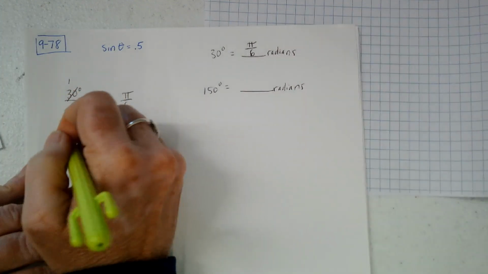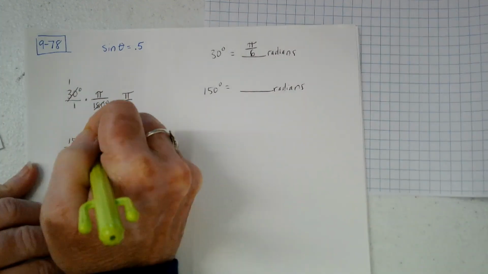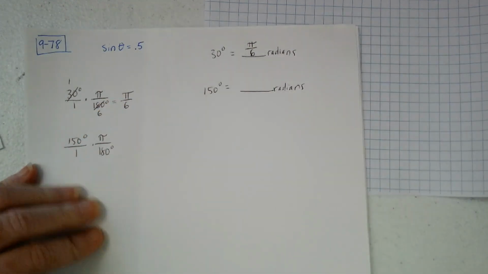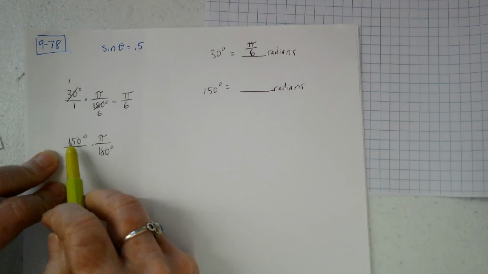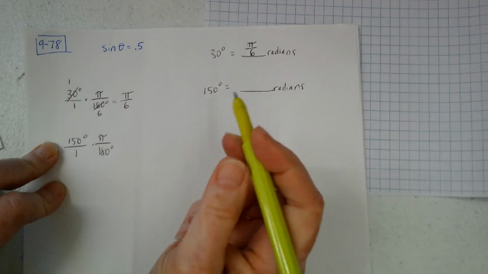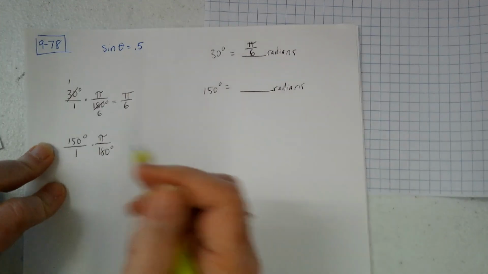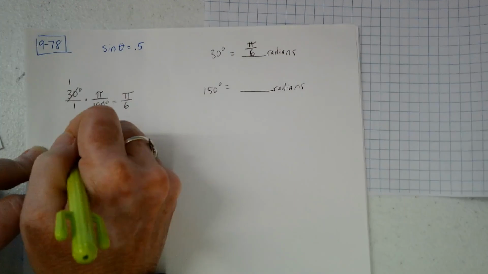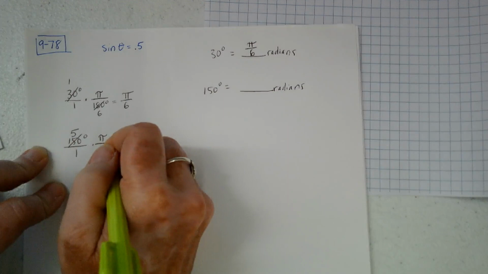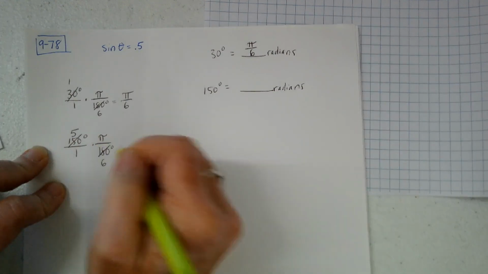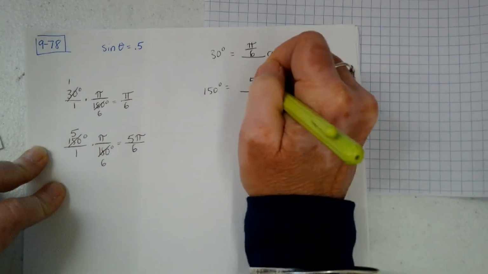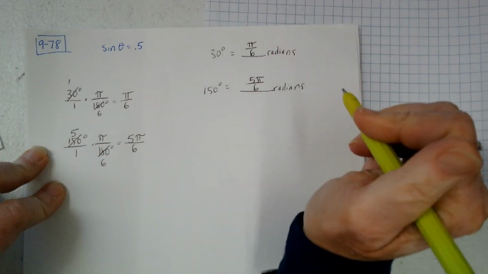And then 150, we would do the same thing, 150, and then we're going to use pi over 180 for our conversion. So I'm thinking like 30 goes into 50. Wait, or 30 into 150. I think I'm getting 5 pi over 6. Okay, now I'm going to check them.